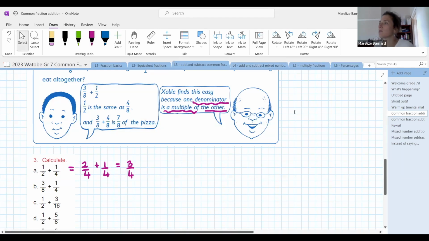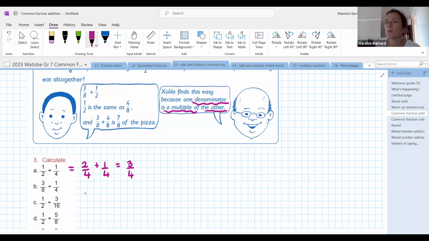That's right. So you can times by 2, or you can just look at the denominators, especially if they are multiples of each other. And then you can ask yourself, so what is 1/2 the same as? How many quarters will 1/2 be? And then we can add it easily like that.